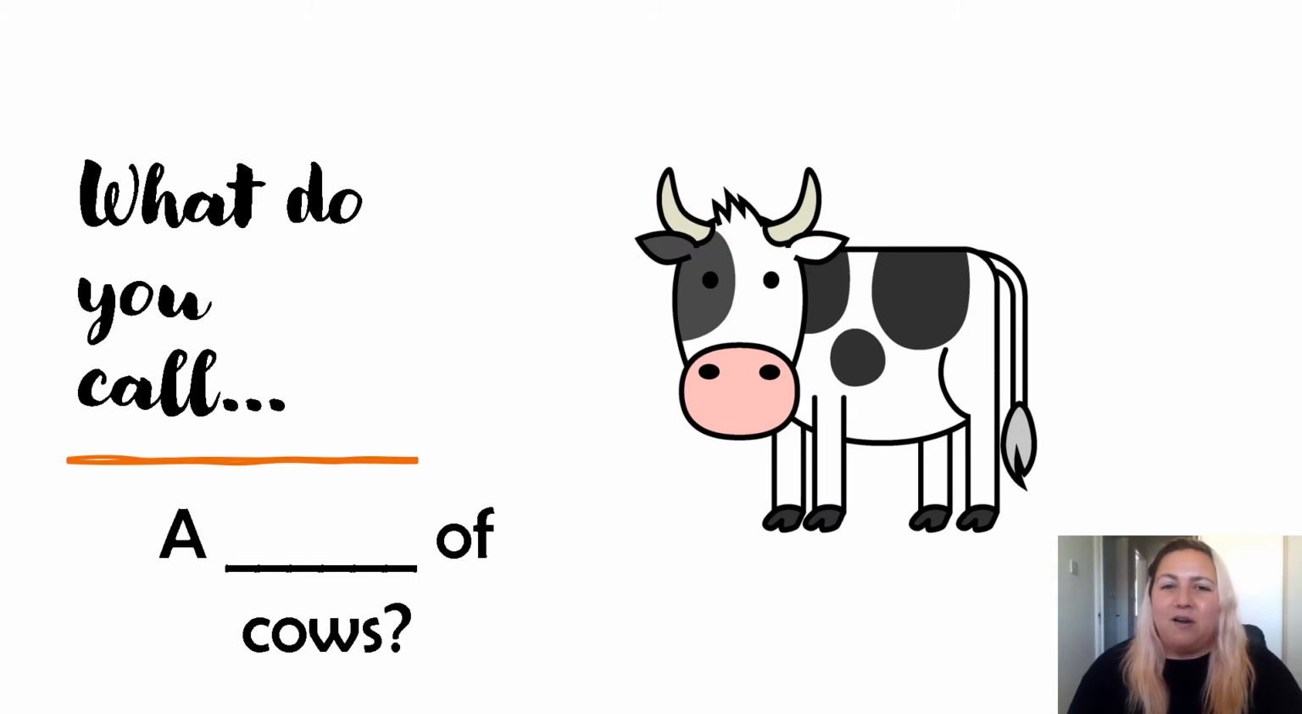Okay, so I'm hoping that we will all get this one correct. What do you call a group of cows? Now, they're not called a group. Have a think about what we call a group of cows when they are together. You think, oh, look over there, a something of cows. So what do you call a group of cows?